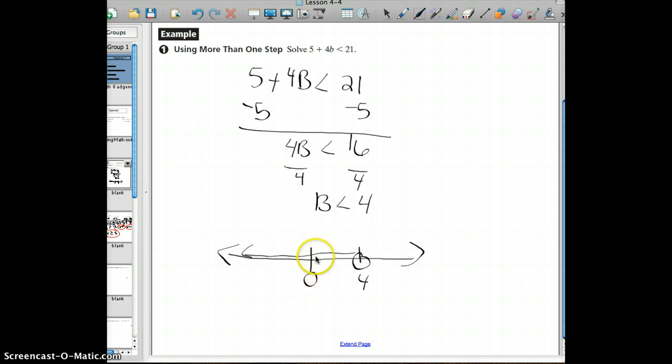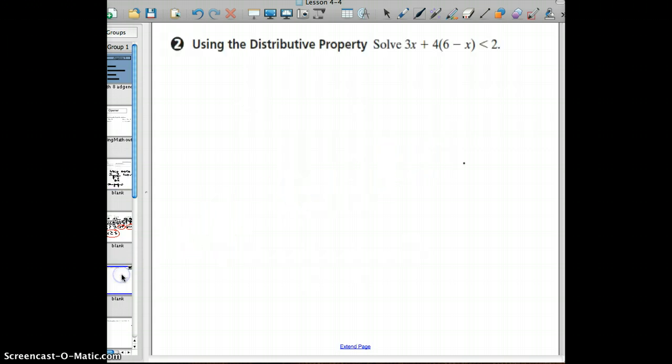A good check will be to pick one of your answers from your solution and double check your results. So if I plug 0 in for b, I end up getting 5 plus 4 times 0, which is 5, should be less than 21 if I did this correctly. And 5 is less than 21, and that's a great quick check to make sure that you did the problem correctly. Moving on to example 2.